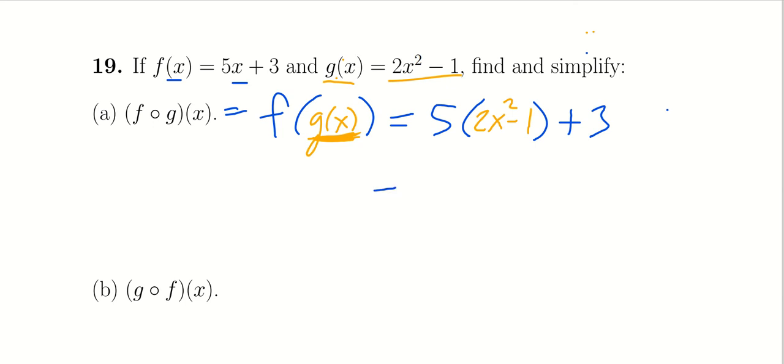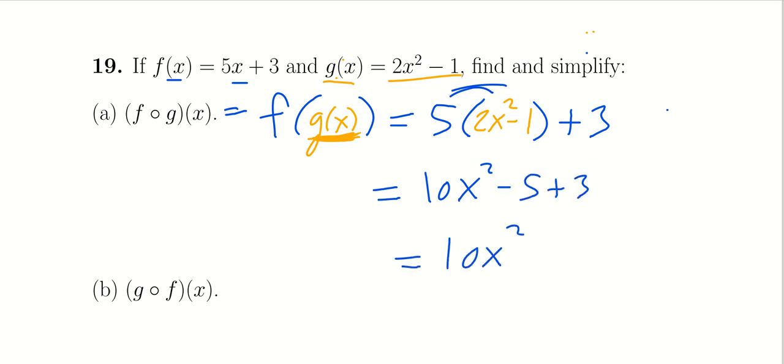Once we have it plugged in, we want to simplify this. This would be a 10x squared minus 5 plus 3, which is 10x squared minus 2. So f composed with g of x is 10x squared minus 2.